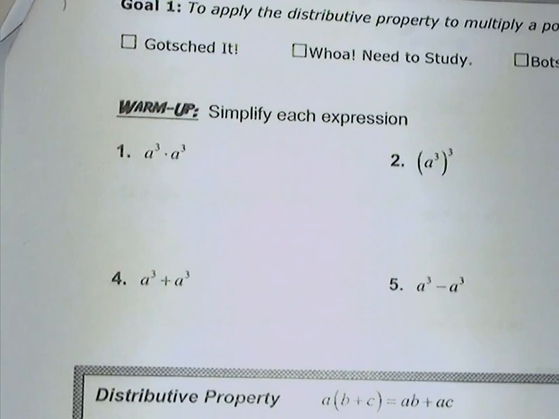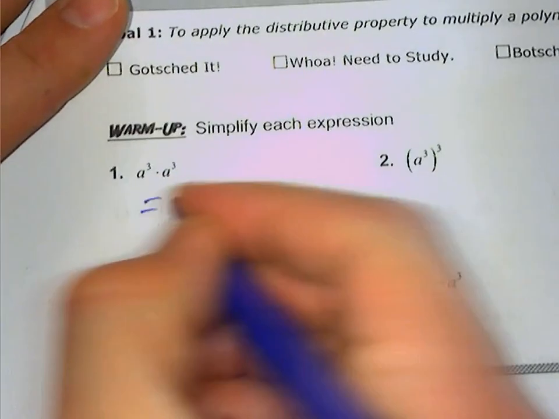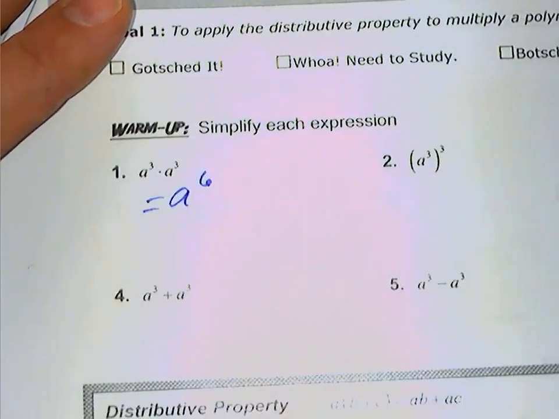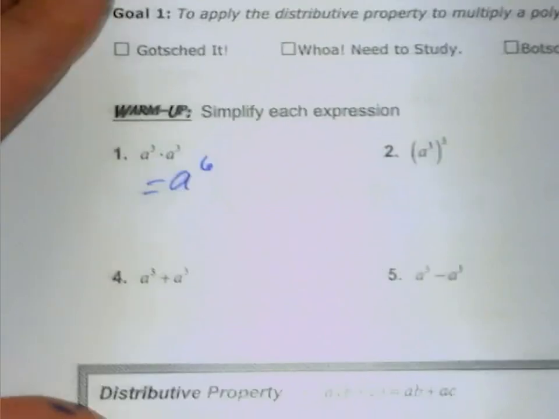Multiplication. Bases are the same. Exponents, what do we do with them? Add them together. This is what we did in chapter 7. Let's go ahead and do a to the 6th. 3 plus 3. Power to power.